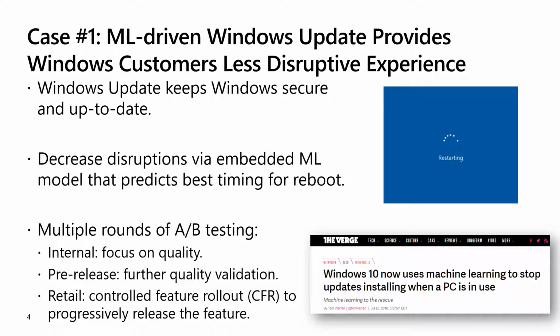This machine learning feature has gone through several rounds of A/B testing. The first round happened on Microsoft internal devices with the focus on feature quality to catch bugs early. Later on, we did experimentation on Windows Insiders to further validate the quality of this machine learning feature. Lastly, we leveraged the controlled feature rollout technology to progressively release this machine learning feature to the general retail population. Now, Windows users can enjoy this feature during the Windows Update process.